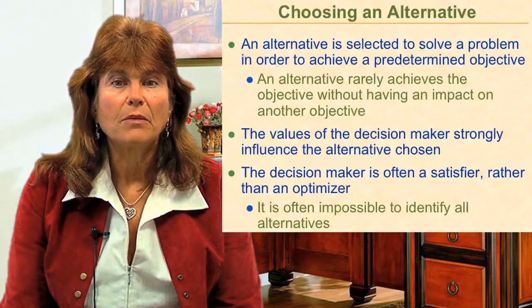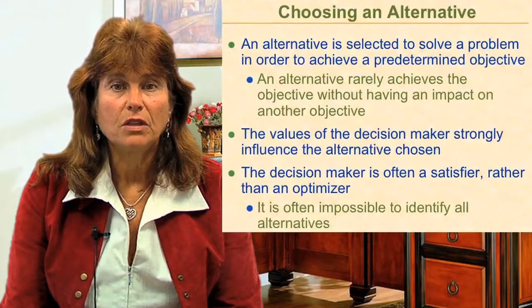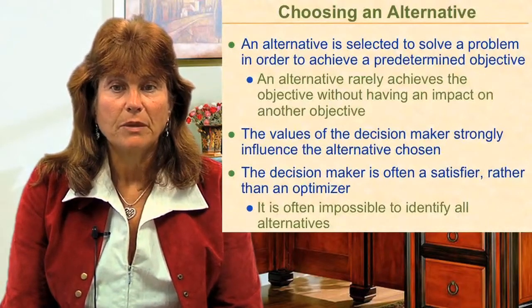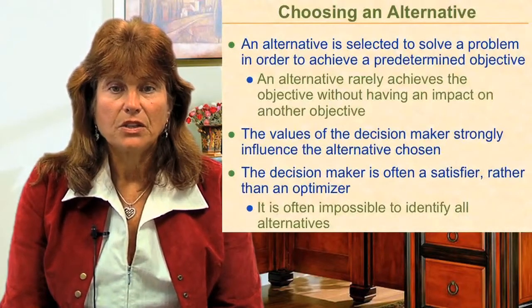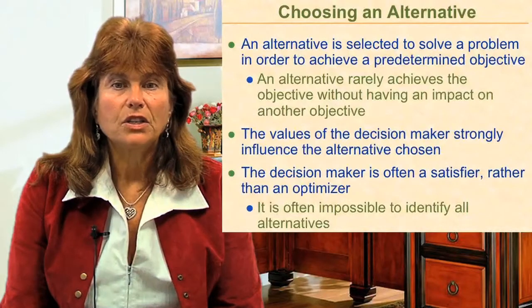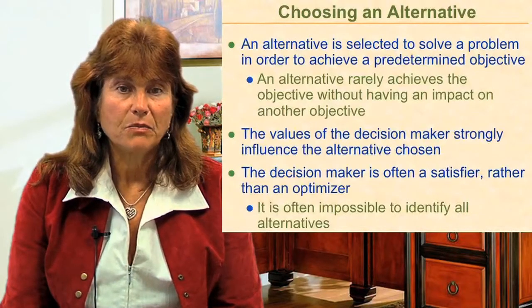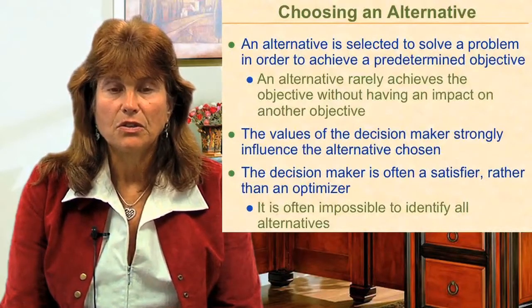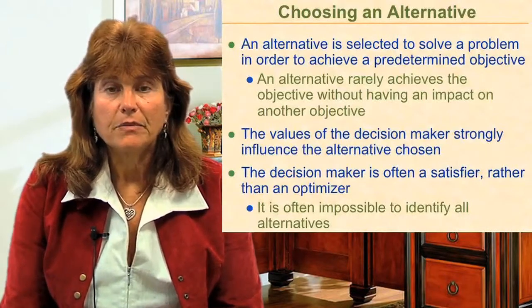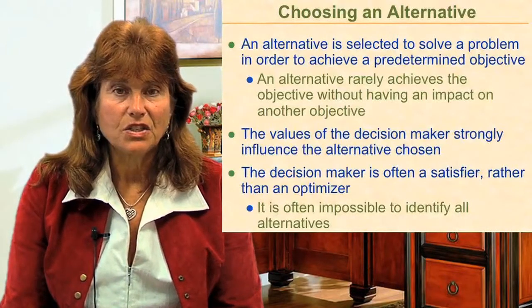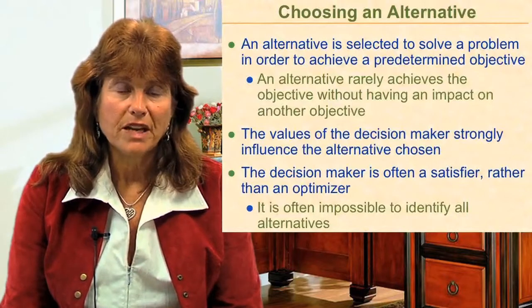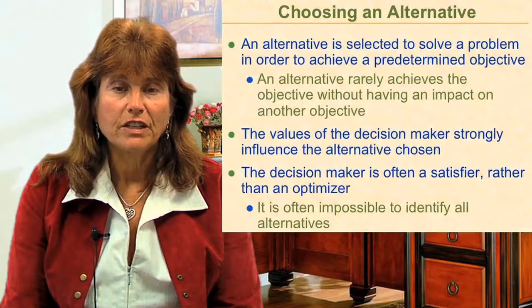An alternative is selected to solve a problem in order to achieve a predetermined objective, like we talked about a couple slides ago. An alternative rarely achieves the objective without having an impact on something else. So decisions don't stand alone. There's usually something that is involved within a decision. If nothing is impacted by it, it's probably not a very effective decision.